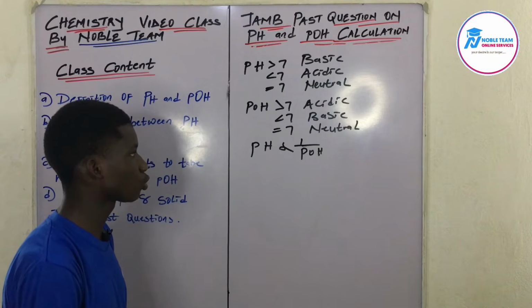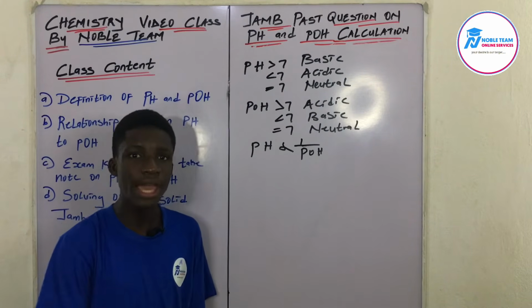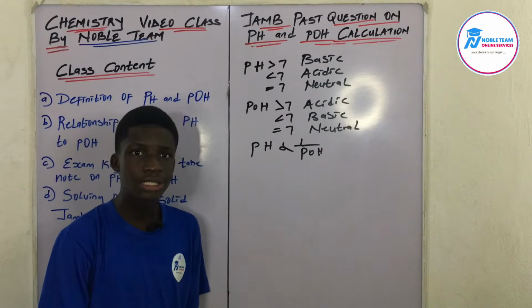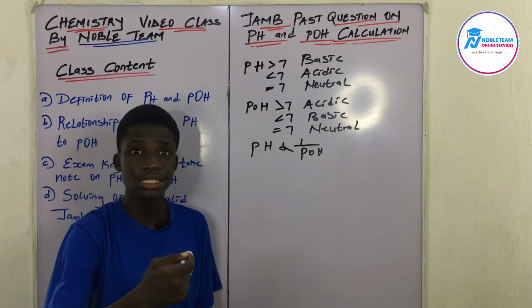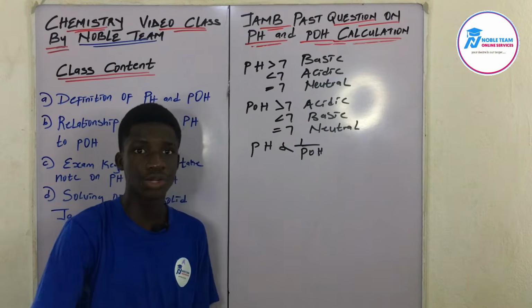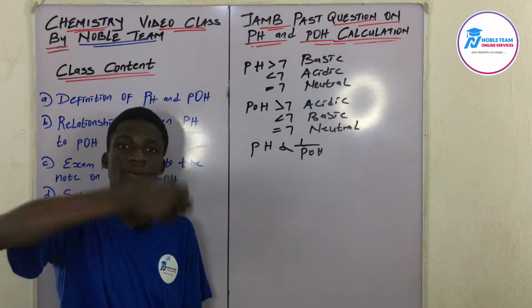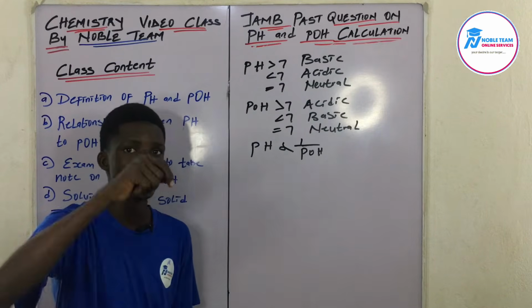Now, the next one I want us to take note of is that as the pH increases, the pOH decreases. The pH increases and the pOH decreases.